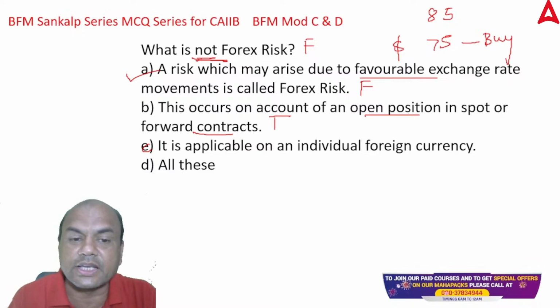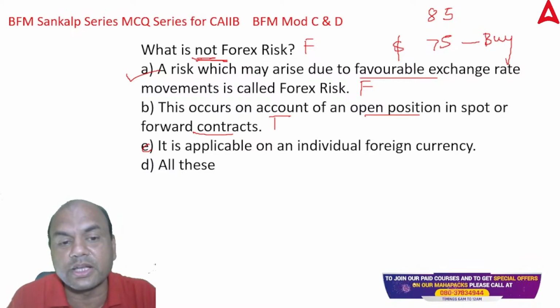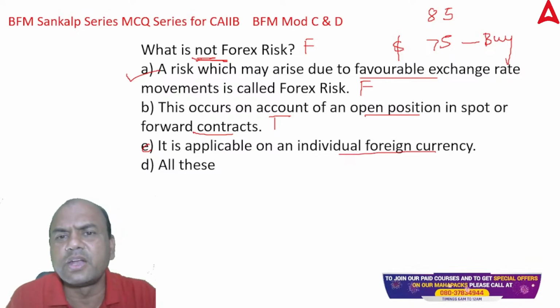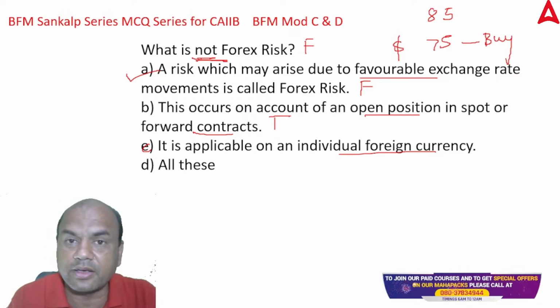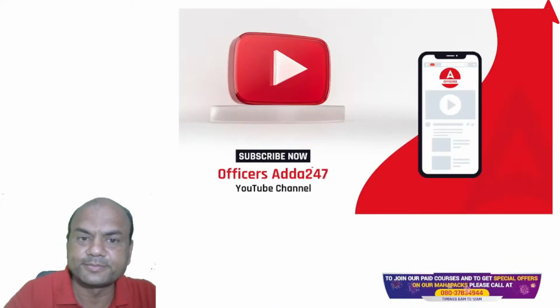Now, just for checking, as we are in study mode: it is applicable to individual foreign currency. That is also true. Individual foreign currency means the same logic. I bought a dollar at 75 rupees and now it is 70. Then it is applicable, right? So this is true.